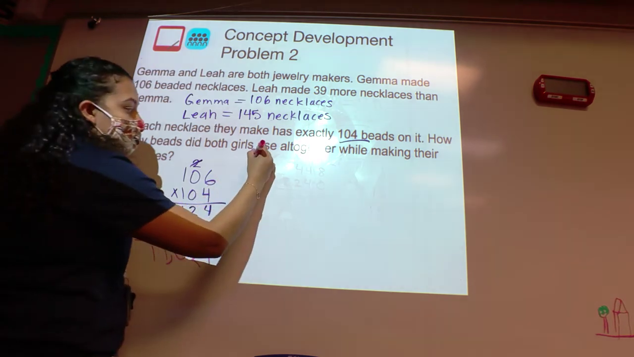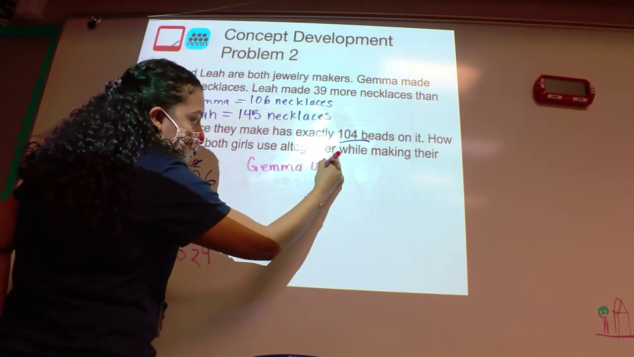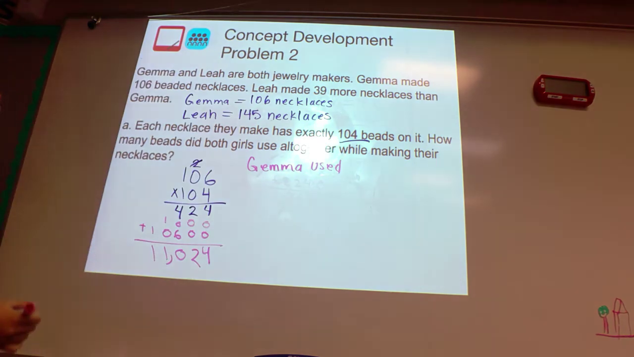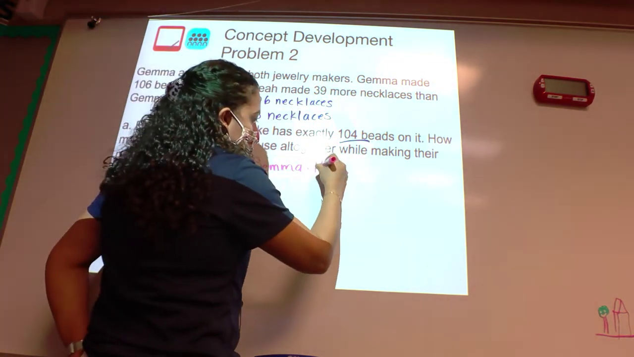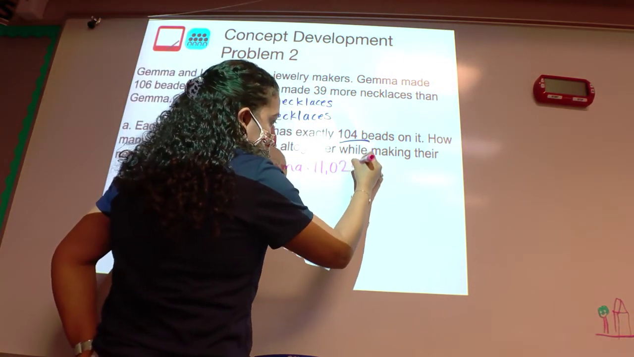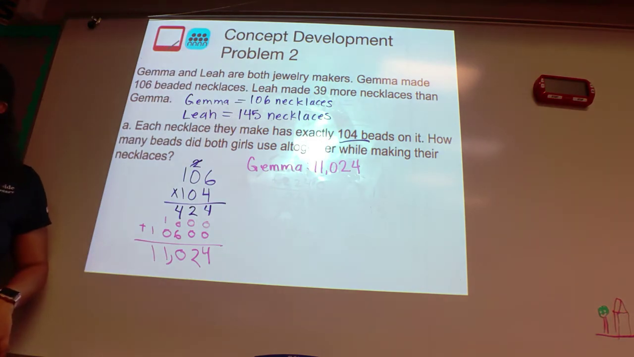Okay, so Gemma used, or I'll just write Gemma 11,024. Okay, keep on writing it. So we need to figure out both girls, right? So the other girl is Leah.